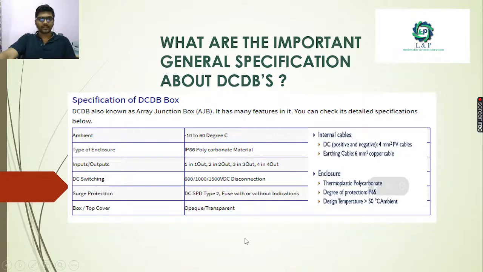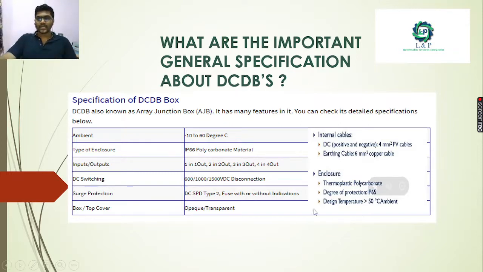If you consider the DCDB, normally we can call the DCDB an array junction box also. If you look into the specifications of the DCDB, we should have separate cables for the positive wires and separate cables for the negative. The cable size can be around 4 mm square, and the earth cable should be 6 mm square. That is the most important thing. Or if we are designing a panel with a DC cable of around 6 mm square, then the earth cable should have a higher rating, around 10 mm square, so that current can pass through easily.